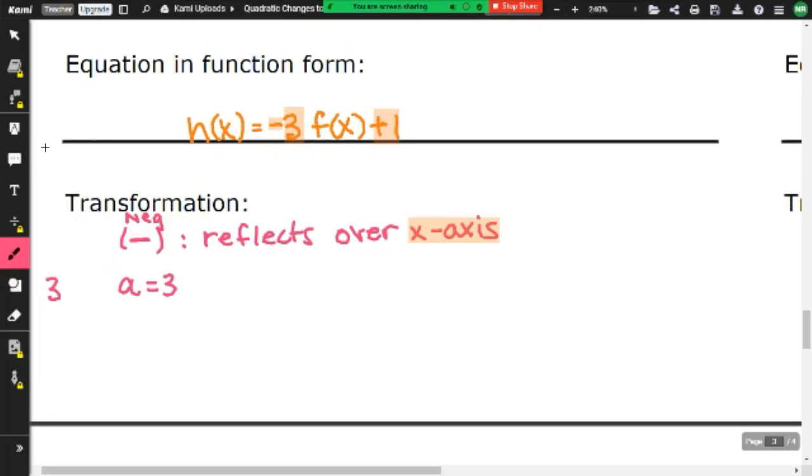And how does 3 compare to the number 1? It's greater than 1, so if A is greater than 1, what will happen? It will get what? Skinnier, narrower. You can also see that looking at the graph. Narrower. And we use the term vertical stretch.